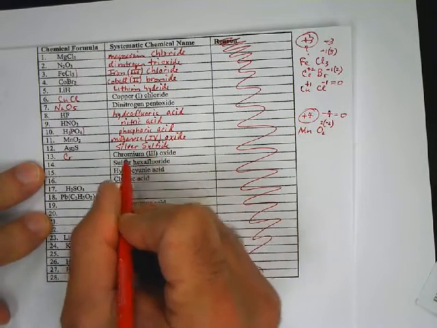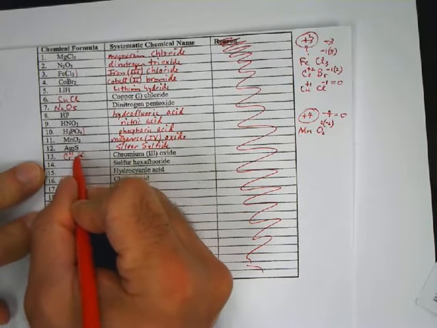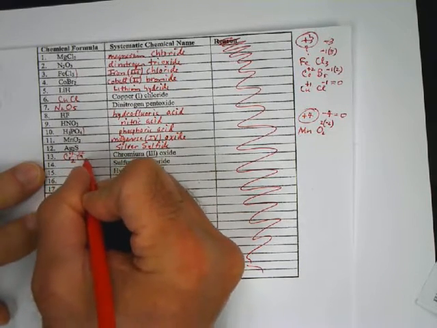Cr2O3. Sulfur hexafluoride. That'd be S. Hex means 6, so SF6. Supposed to be an S.